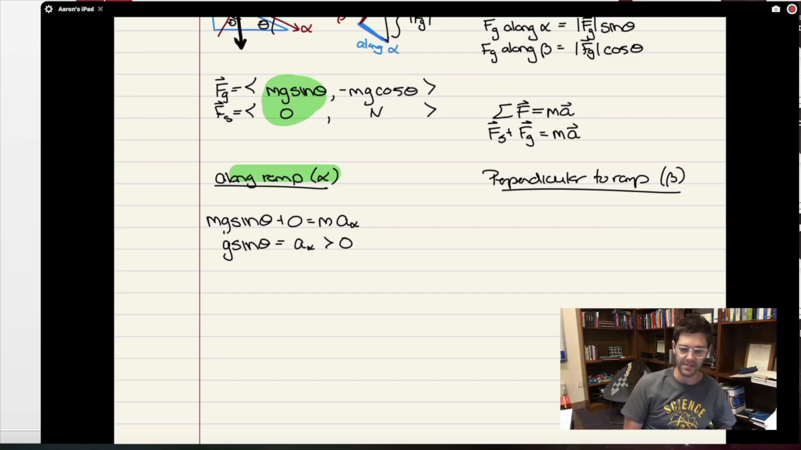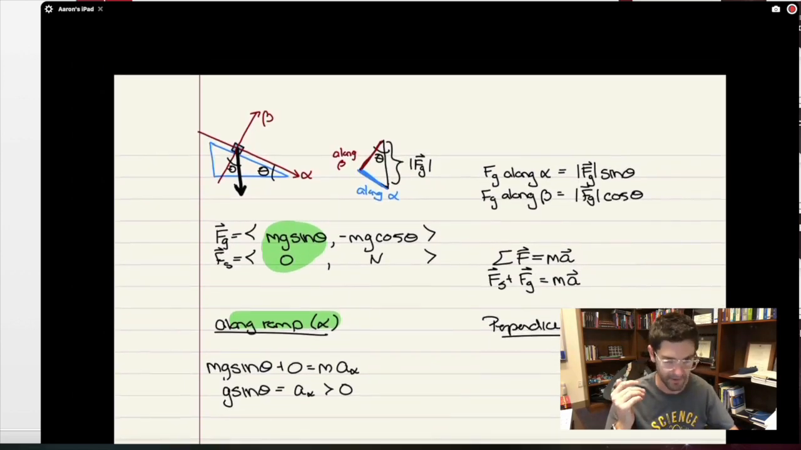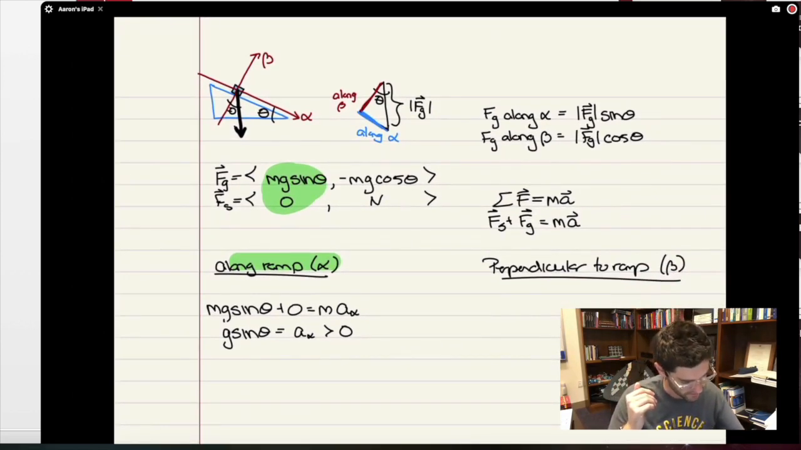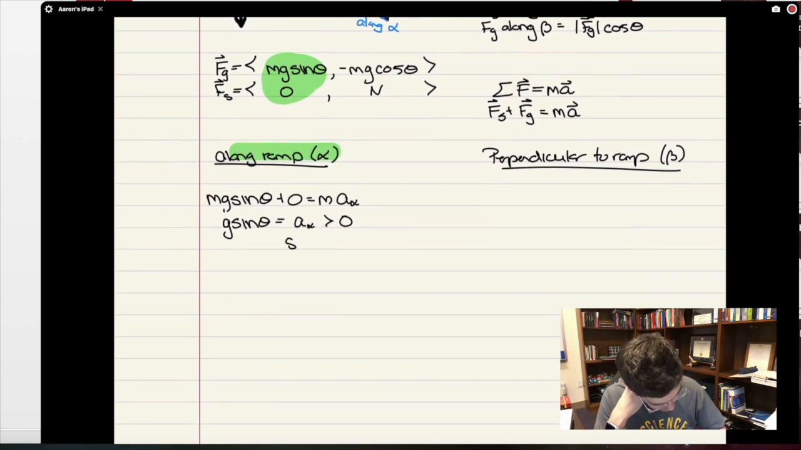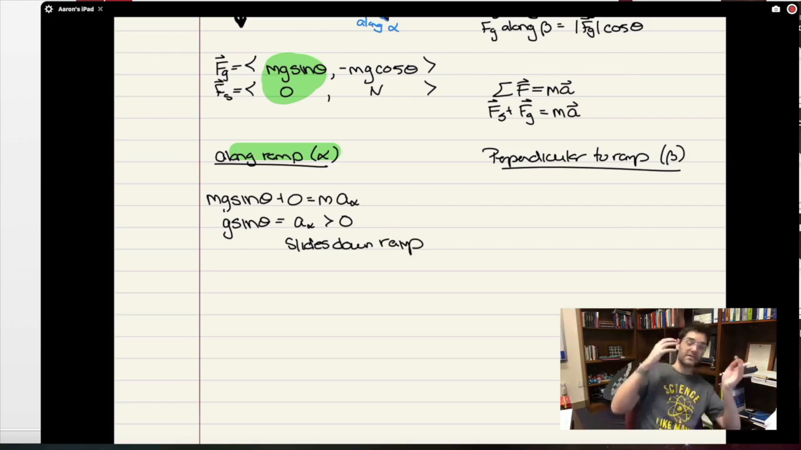That means that the box slides and accelerates in the positive alpha direction, which in this case, if we go back up to the top, since we drew the arrow in this direction, positive is down the ramp. Since this is positive, that means that the ice slides down the ramp. And this gives us exactly what that acceleration is. We don't have to worry about angles or anything anymore. This is exactly how fast it's accelerating down the ramp.